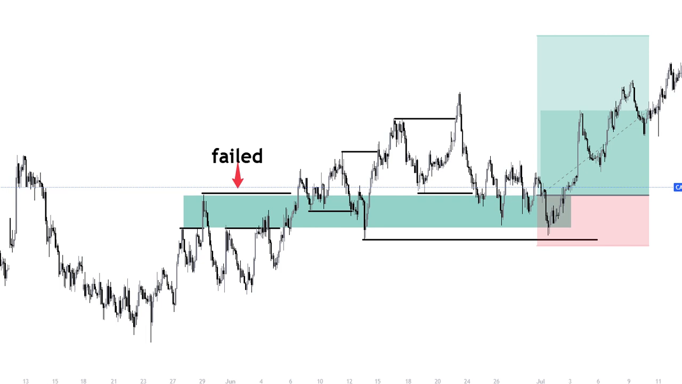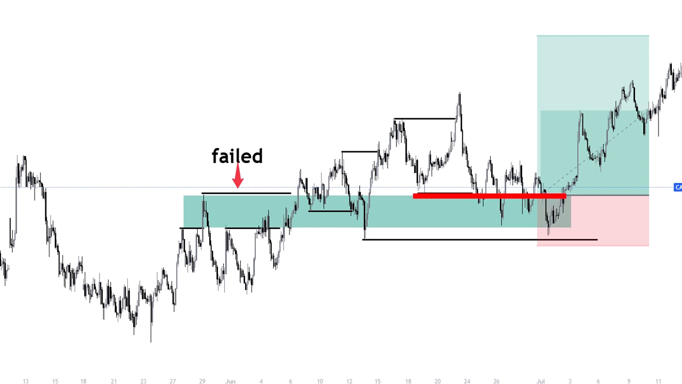Now let's talk about the part everyone loves. Entries, stop losses, and targets. This is where most traders get destroyed. Not because their setup was wrong, but because their risk management was a joke. Listen carefully, because this is where discipline either makes you rich or keeps you broke.